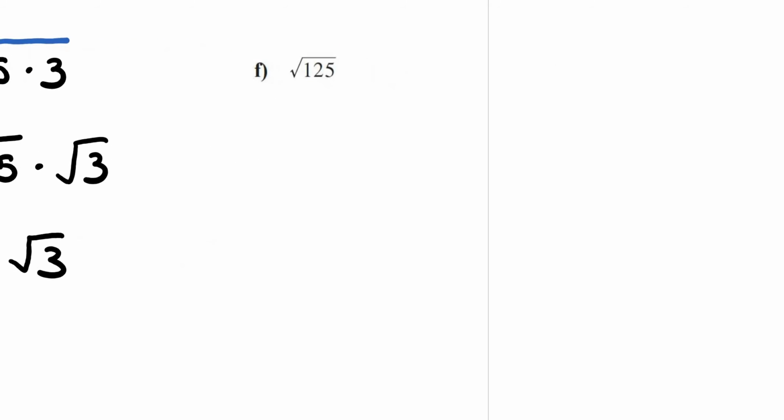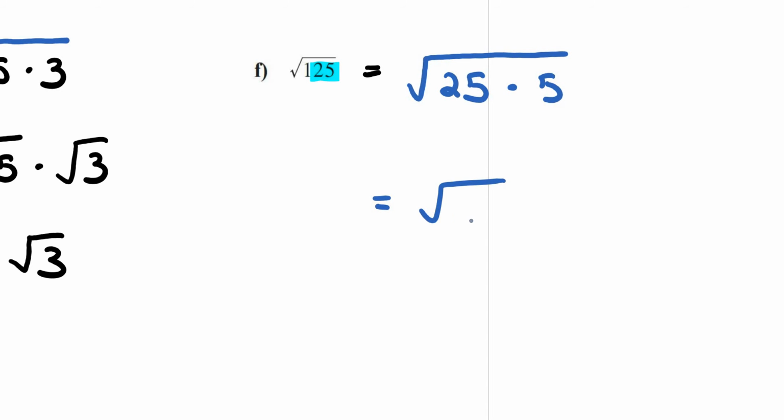Okay, and for letter F, I need two numbers that multiply to 125. So I'm thinking of 25 and 5. So 25 times 5 is 125. And then I can break this down into two individual radicals. And then the square root of 25 is going to be 5, and then root 5 on the outside there. So 5 root 5 is your final answer.